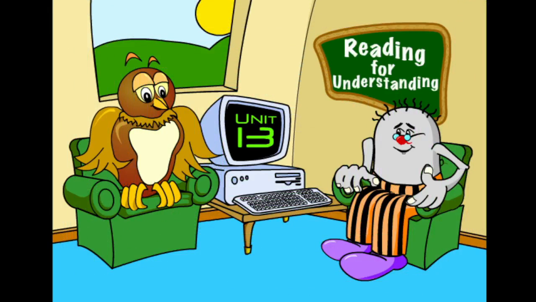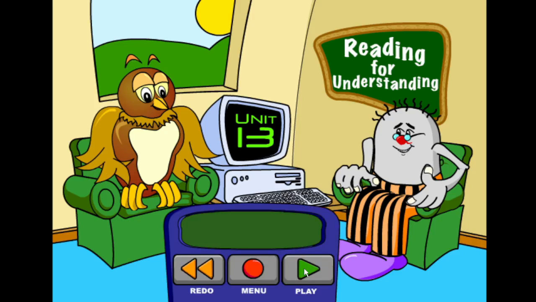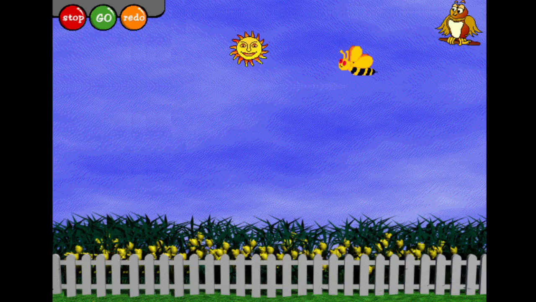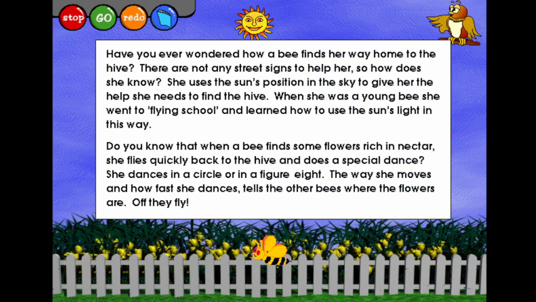Great! There's no stopping you now. Unit 13. Reading for Understanding. Click the rewind. Read the information about bees. Click on the book if you would like to hear it read. Click on Go when you are ready to continue.